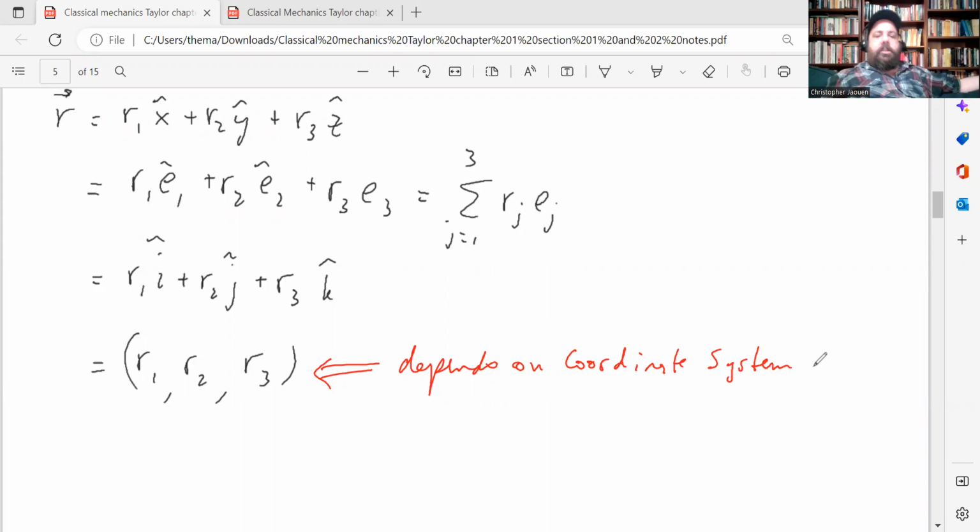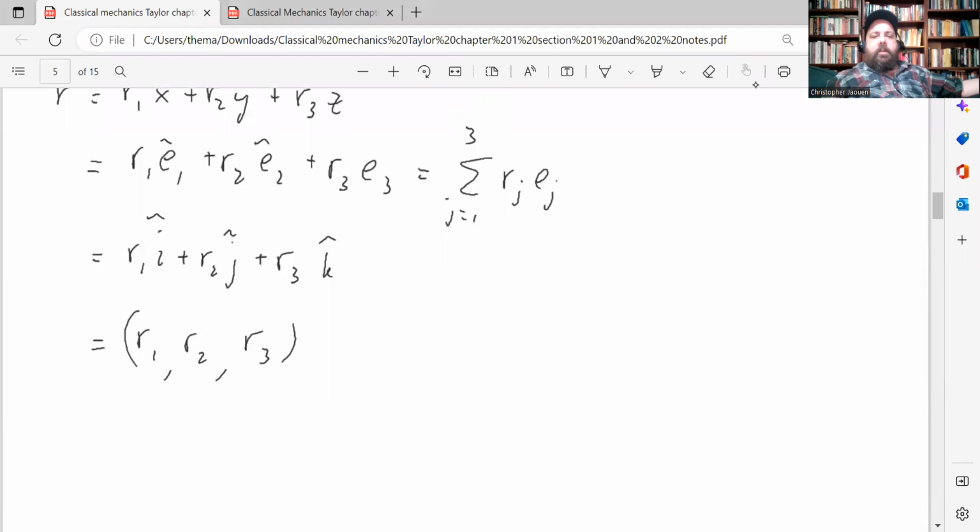But as long as the choice of coordinate system is unambiguous, then it's fine to use this notation. Everyone just has to understand what coordinates we're using. All right. You can also use the summation notation, which is sometimes more convenient to write out the vector in terms of the coordinates.